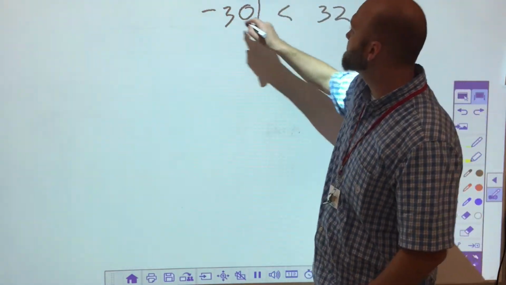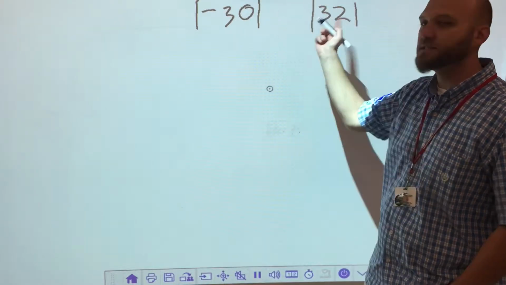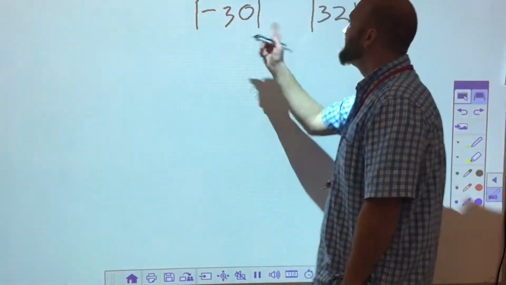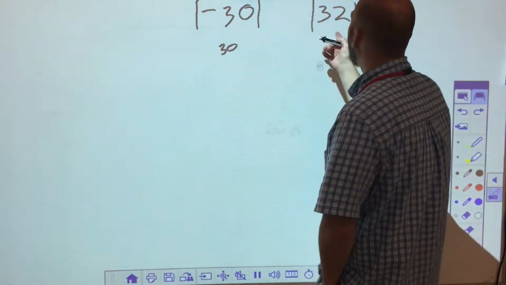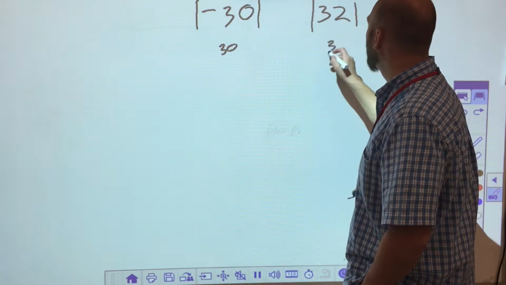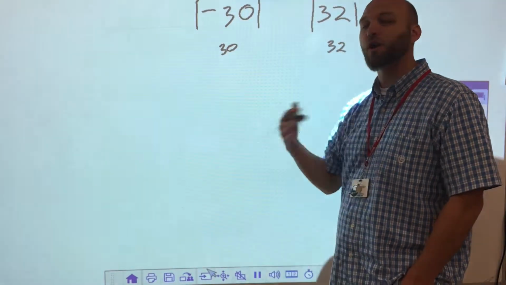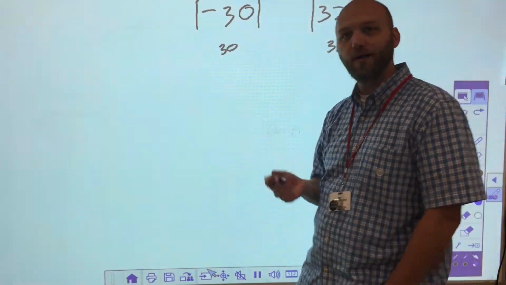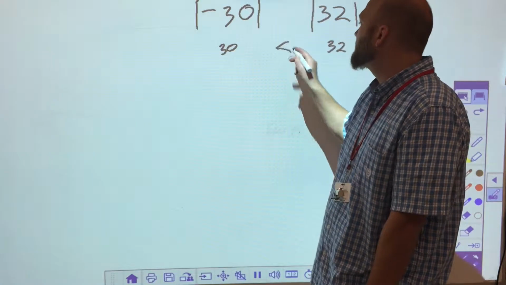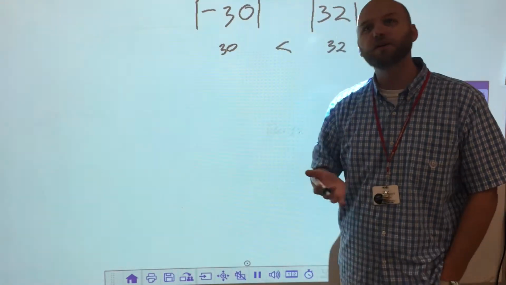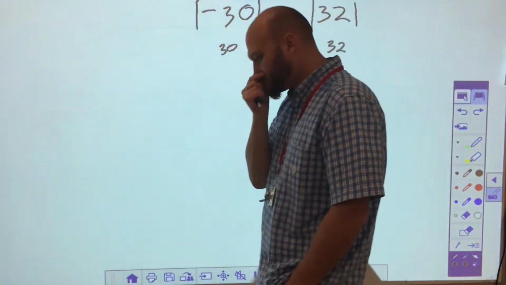But if I change them to absolute value, I'm asking then the distance from 0. Negative 30 then becomes expressed as 30 units from 0, and 32 is expressed as positive 32. So both of these numbers are expressed now in a positive way because it's the distance to 0. Now my answer doesn't change. Positive 32 is still greater than positive 30, but these two numbers are much, much closer in their value.